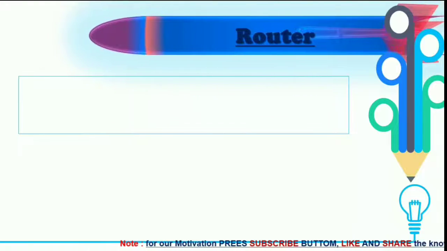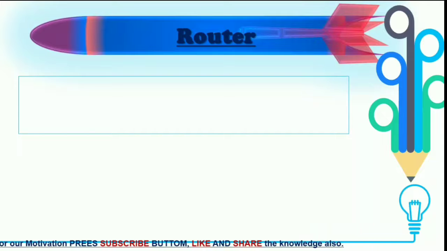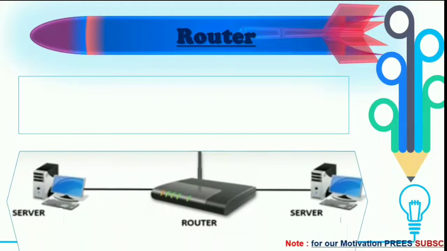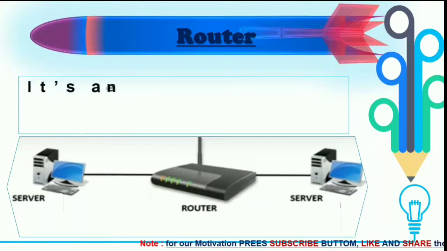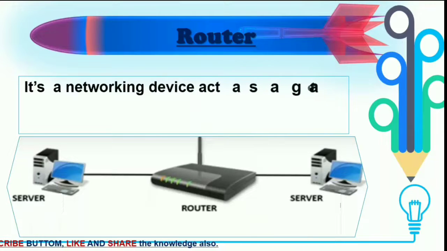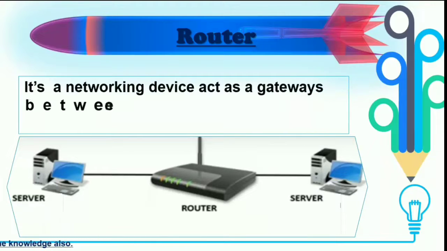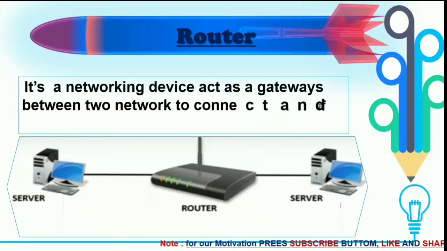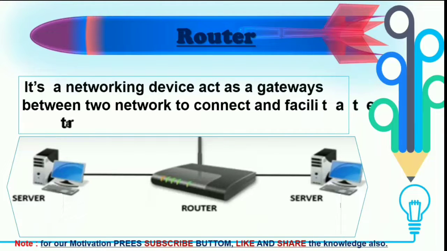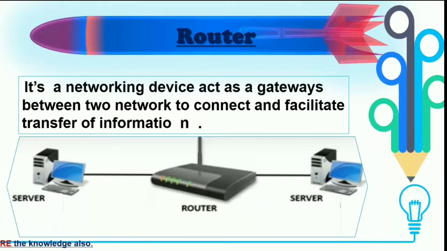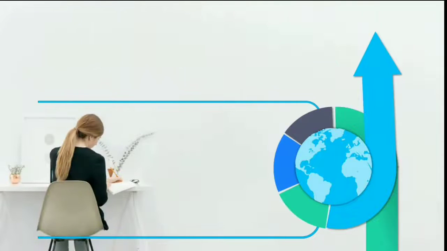Third device is the router. See the figure of how it looks. It is used to connect to other networks. It acts as a gateway between 2 networks to connect them and facilitate the transfer of information.